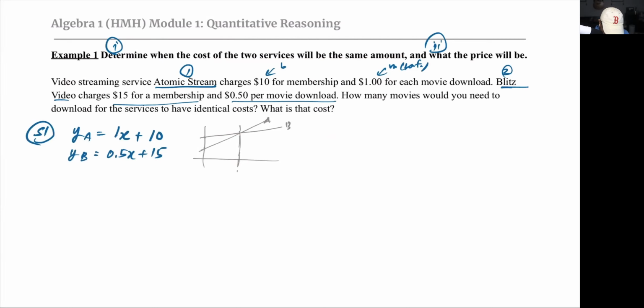Let's go to step number 2. Ready, guys? Okay, so we're going to have to set them equal to each other. So we'll say y of A equal to y of B. And what is y of A equal to?